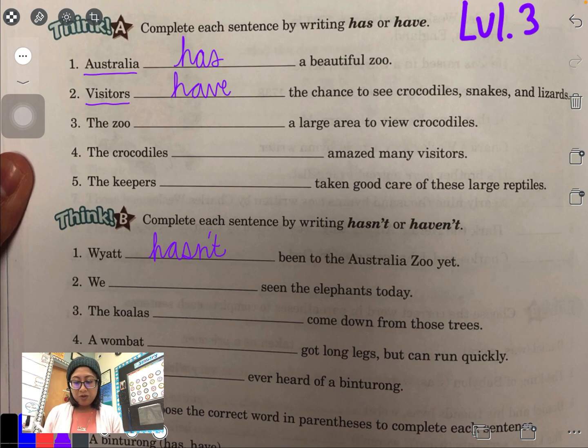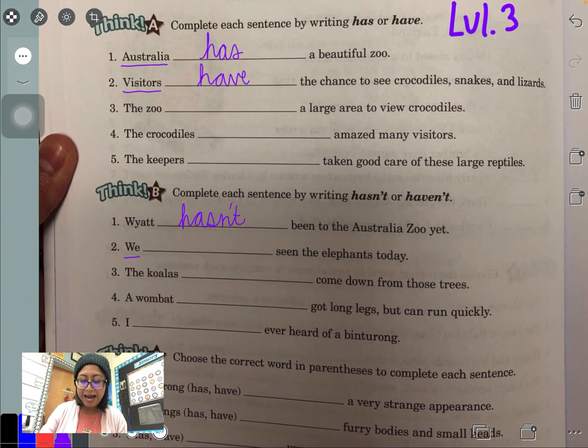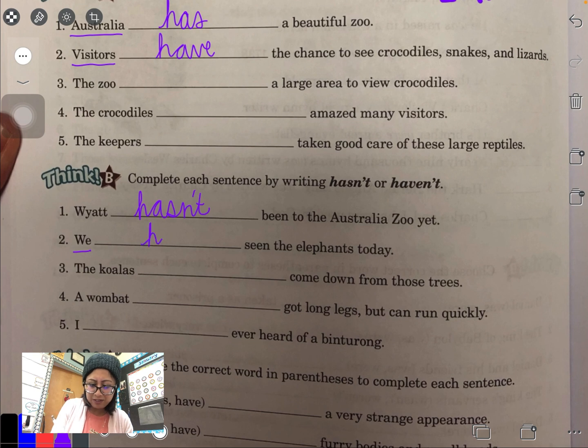Number 2, we haven't or we hasn't seen the elephants today. I kind of said the correct answer because it just felt natural to say the correct answer. The subject we is plural. More than one person is involved. So again, if more than one person is involved, it's a plural subject. And therefore we use have or haven't. We haven't seen the elephants today.